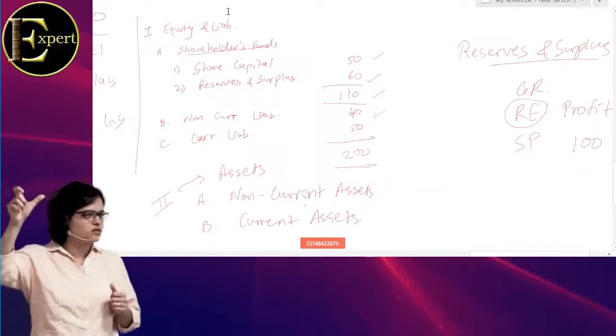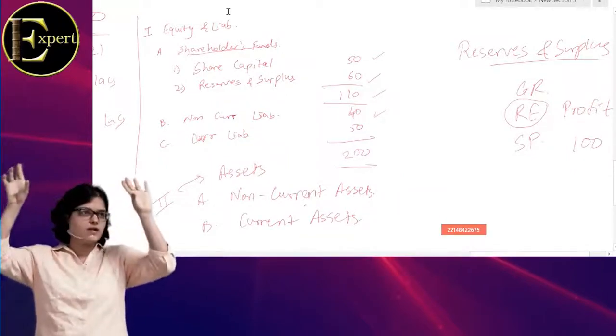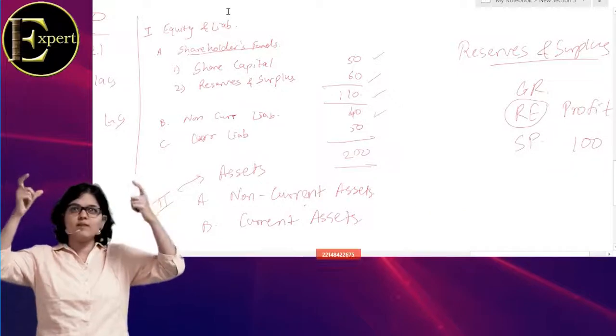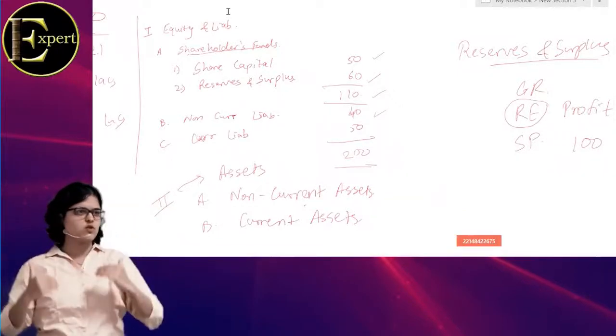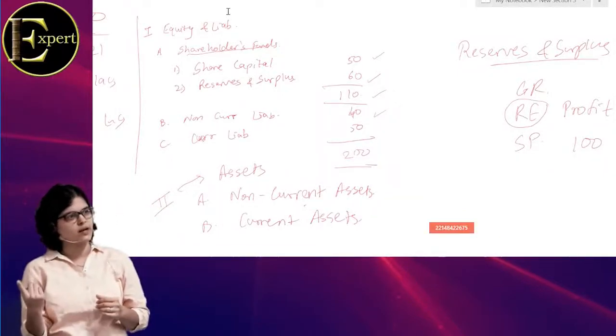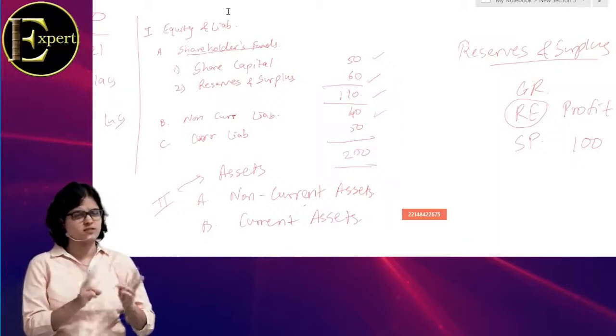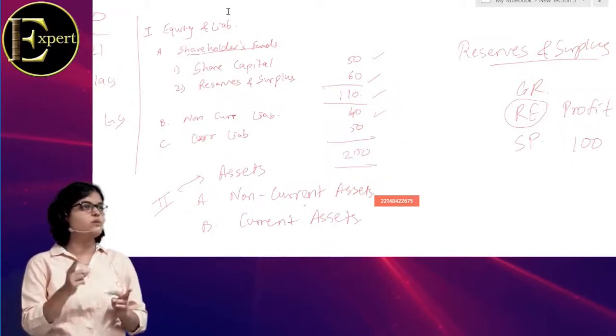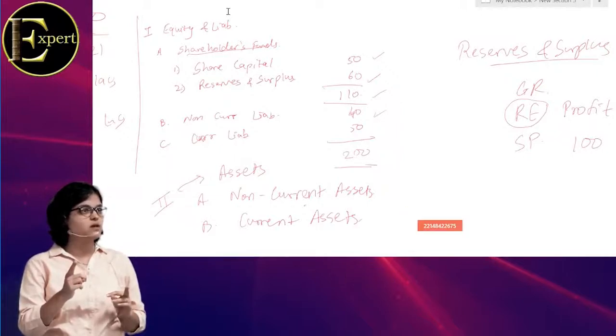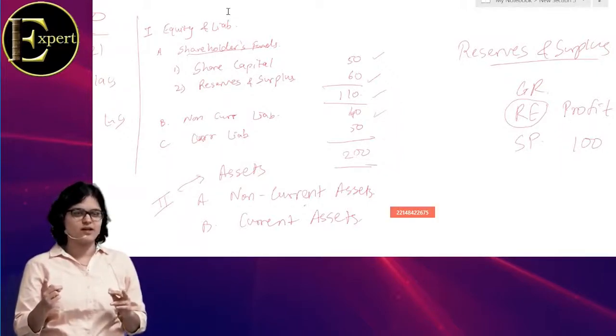First, we had shareholders funds inside. So the title would be equity and liability. Inside equity and liability, shareholders funds. Inside shareholders funds, we have two major points: share capital and reserves and surplus. One more term used in Ind AS is other equity.